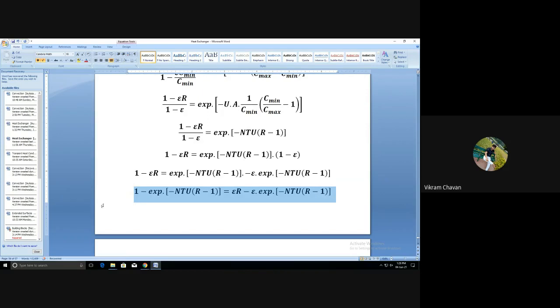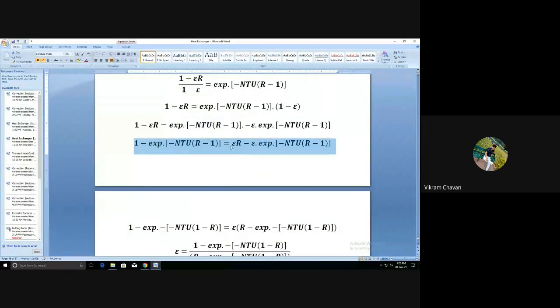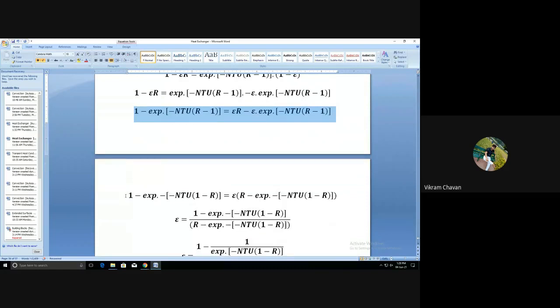Here we will get 1 minus exponential inside bracket minus NTU multiplied by inside bracket R minus 1, which will be equal to effectiveness multiplied by R minus effectiveness multiplied by exponential of inside bracket minus NTU multiplied by inside bracket R minus 1, bracket complete, square bracket complete. Okay. So from the right hand side, we can now take effectiveness common. So we'll get the equation as 1 minus.